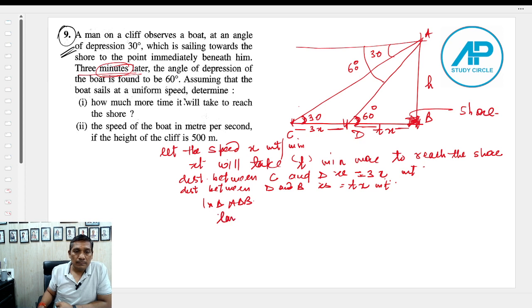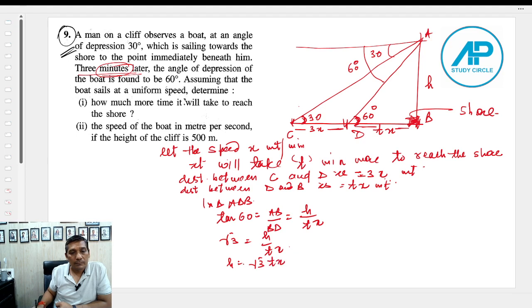ADB. tan 60 equals AB upon BD, this is h upon tx. Root 3 equals h upon tx. h is root 3 tx. Come in full triangle ACB. tan 30 equals h upon 3x plus tx.